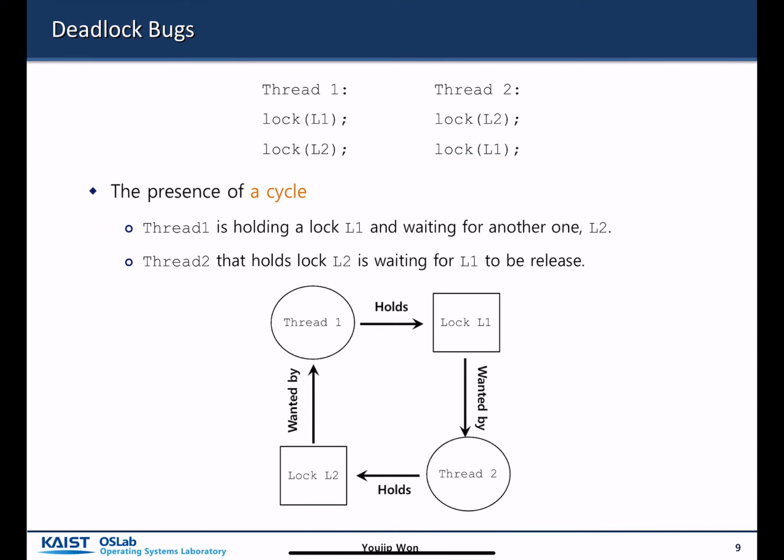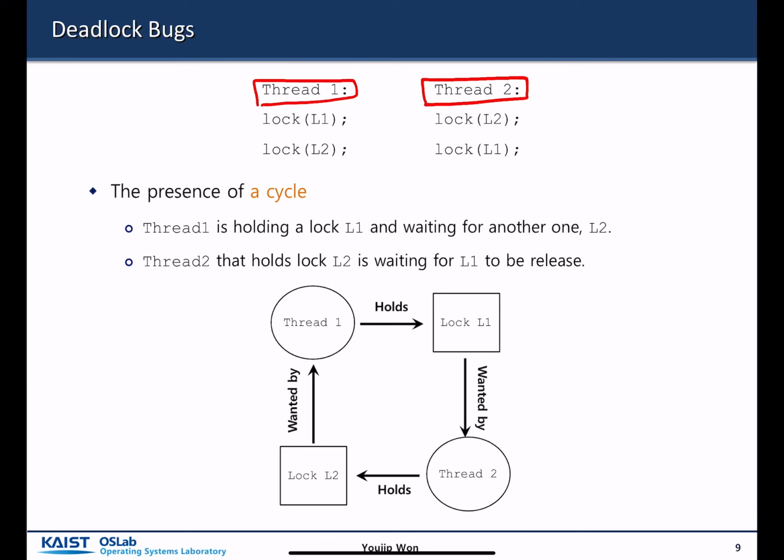Okay, so now we're going to talk about deadlock. Let's consider two threads, thread 1 and thread 2, and both of the threads acquire locks, lock 1 and lock 2. But somehow two programmers are writing their own code for thread 1 and thread 2 respectively.